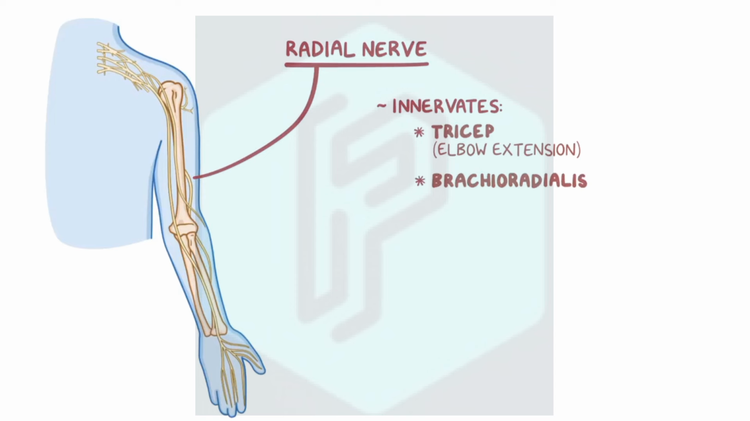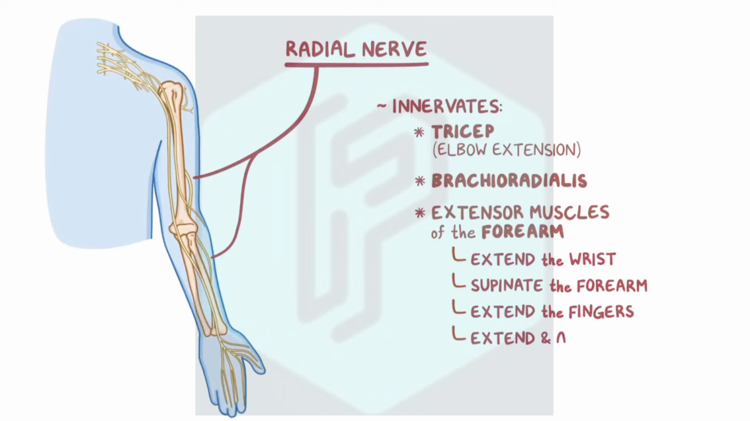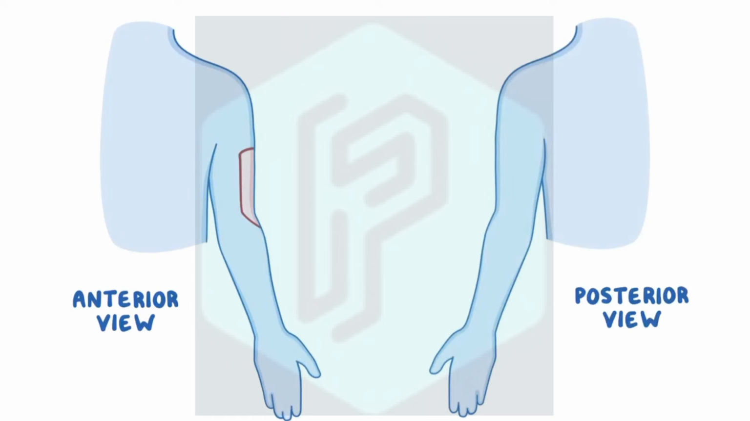After this, the radial nerve enters the posterior compartment of the forearm and gives motor innervation to all the extensor muscles of the forearm, which extend the wrist, supinate the forearm, extend the fingers, and extend and abduct the thumb. The radial nerve is also in charge of the sensory innervation of the lateral arm, posterior forearm, dorsal part of the first, second, and lateral half of the third fingers, which excludes the distal phalanges.